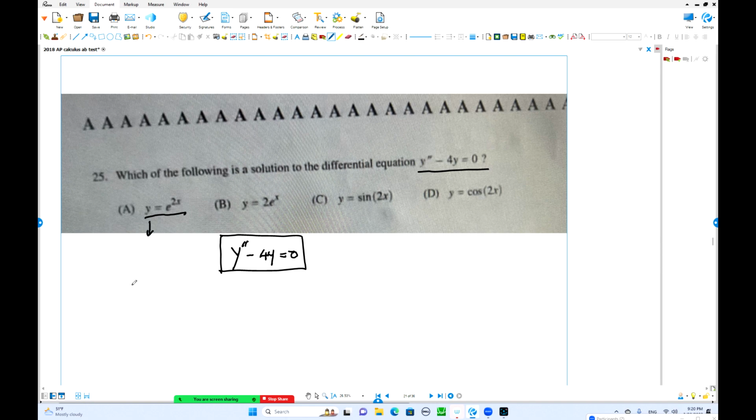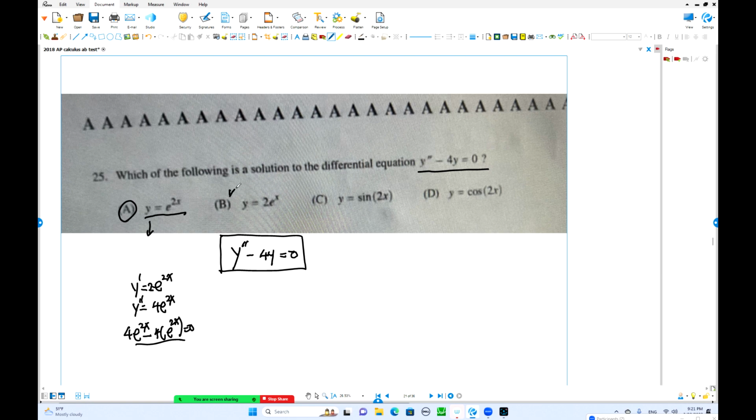Check it out. y first prime is e to the 2x times 2, right? The second prime is times 2 again, 4 times e to the 2x. Check it out. 4 times e to the 2x minus 4 times y, which is e to the 2x. Is this 0? Yes, that is 0, right? That's the solution. That's the answer.